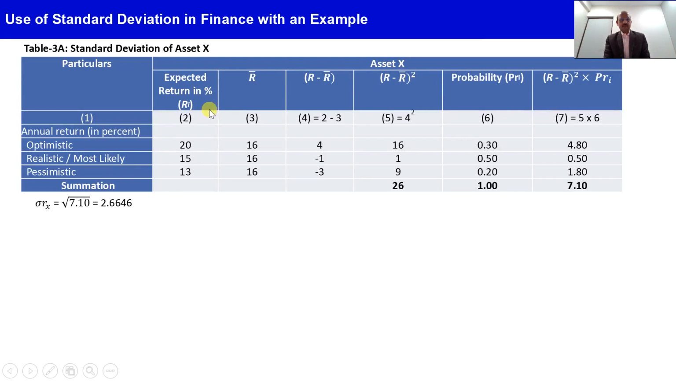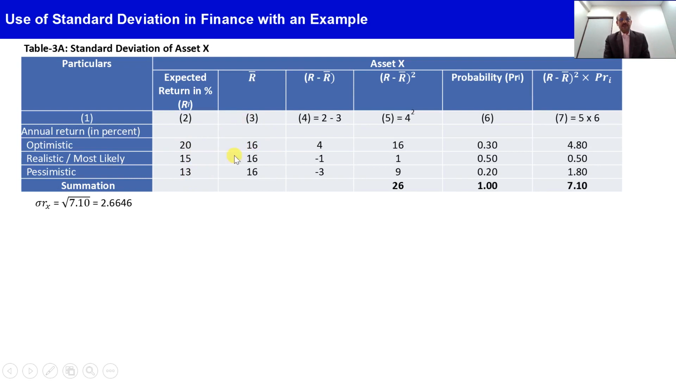If there is an asset X, suppose the annual return expected in the optimistic scenario is 20%, realistic scenario is 15%, and pessimistic scenario is 13%. So there are three values in this data set. The average of these three values comes to 16%: 20 plus 15 plus 13 divided by 3. So the average comes to 16, which is R bar.